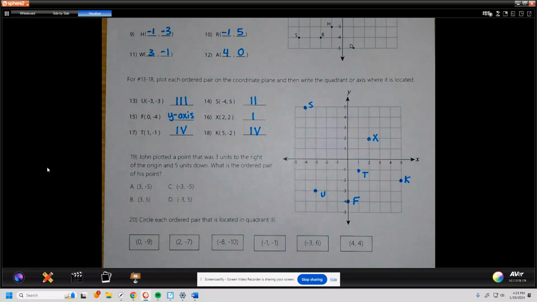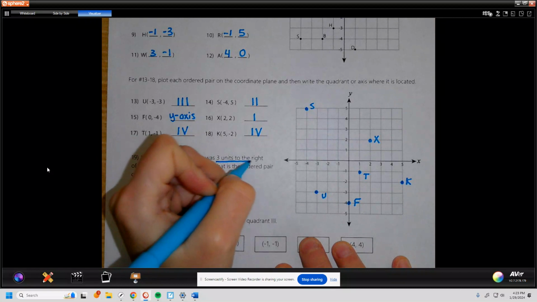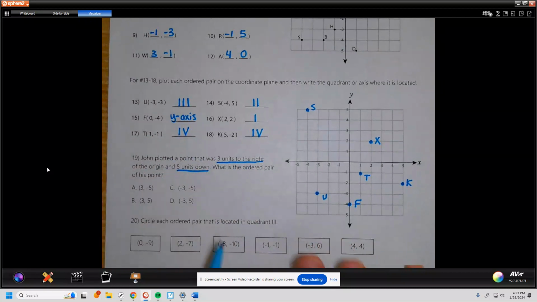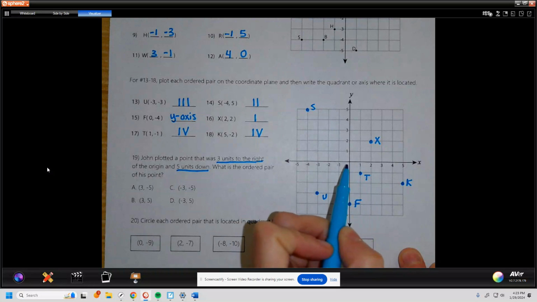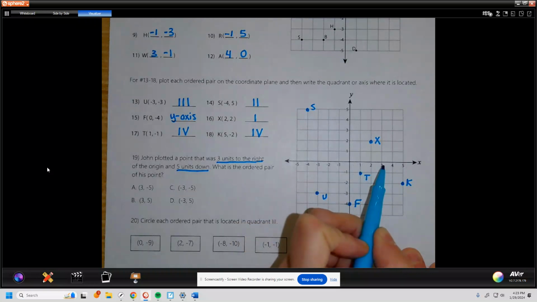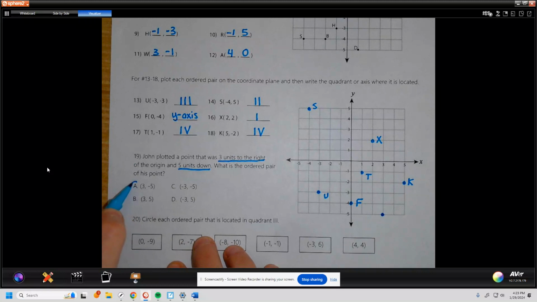All right, John plotted a point that was 3 units to the right of the origin and 5 units down. What is the ordered pair of his point? So you can use this coordinate plane to kind of work it out. So you start at the origin, you go 3 to the right and 5 down. So you're right here. So that would be +3, -5. That is A.